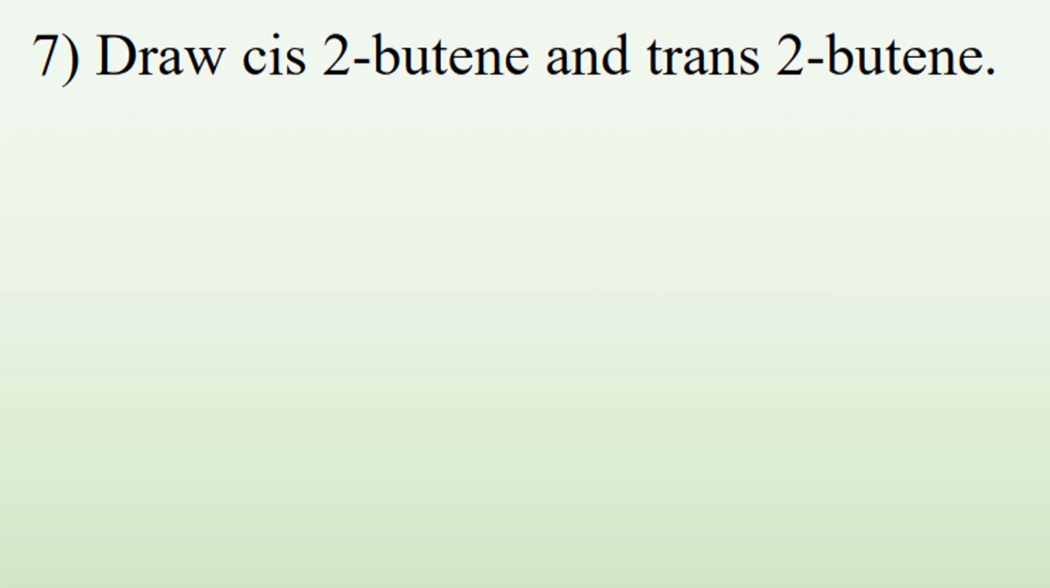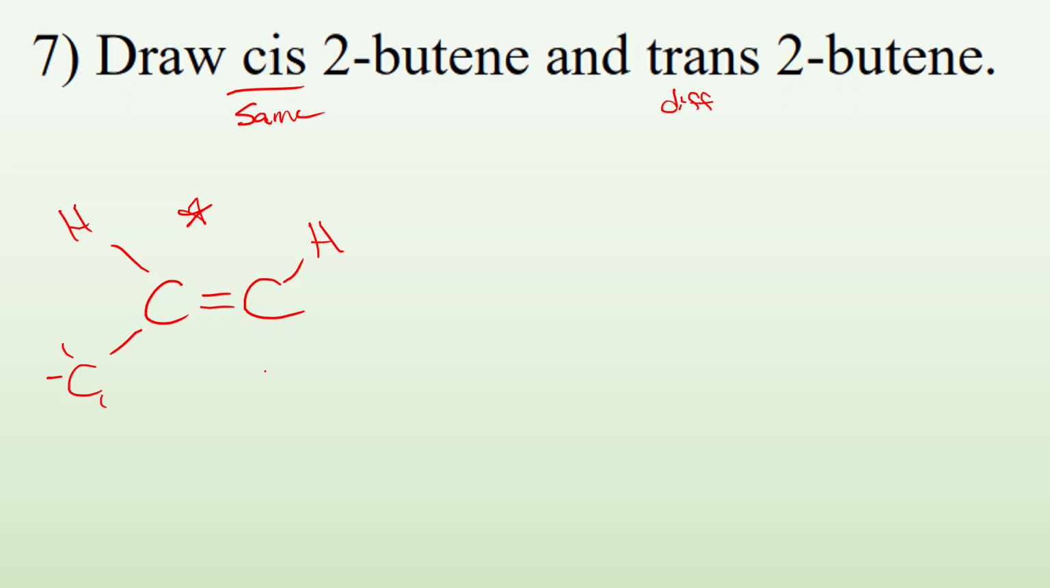Number 7, draw cis-2-butene and trans-2-butene. Cis means same, trans means different or across. So if we're drawing 2-butene, I know that I have a carbon double bond in the middle, and cis means that the hydrogens are going to be on the same side. So I can have hydrogen both on this side of the double bond, which means the other carbons are off this way, and also on the same side of the double bond as each other. So this is the cis configuration.